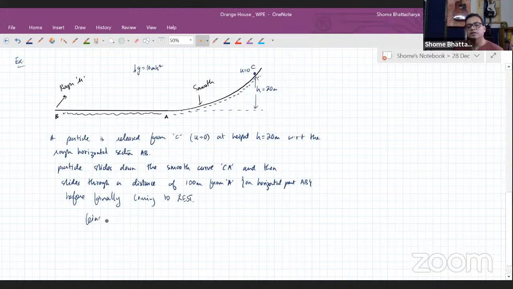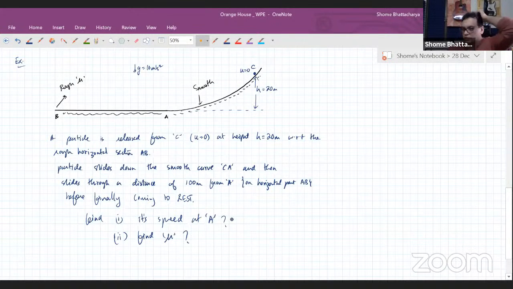So first of all, find its speed at the point E. Secondly, find the coefficient of friction mu. How much is the coefficient of friction on the rough surface?